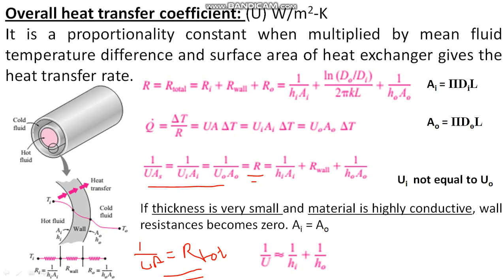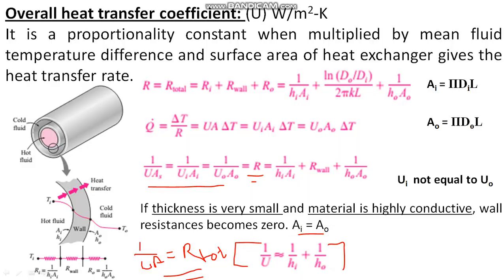From the hot fluid we get the convection resistance 1 by hi, and for the tube you have the wall thickness, which means wall resistance should be there, and then the cold fluid convection 1 by ho Ao. That's all, simply add. Suppose the pipe has a very small thickness and the material is highly conductive, then you neglect the wall resistance. So we have 1 by hi plus 1 by ho, because the thickness is small, meaning Ai is equal to Ao. This formula is more important: 1 by U is equal to 1 by hi plus 1 by ho.